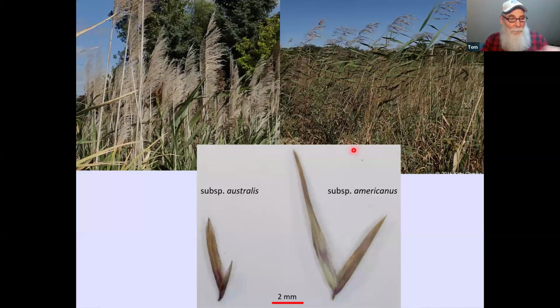Okay, excuse me. I think that's all for Phragmites.